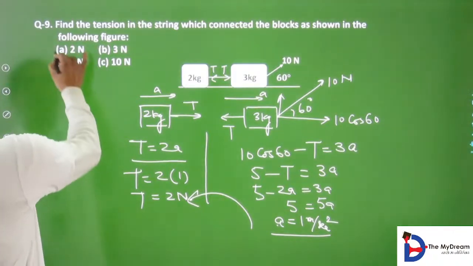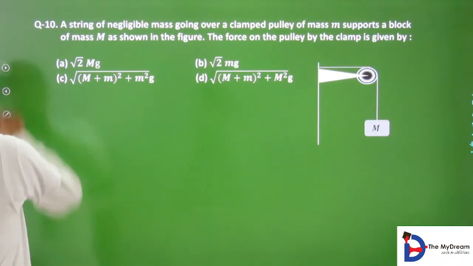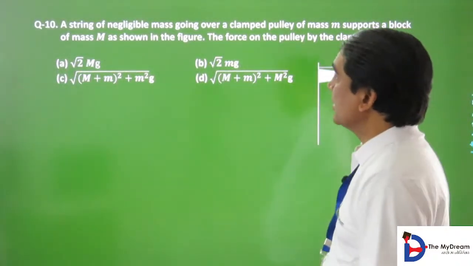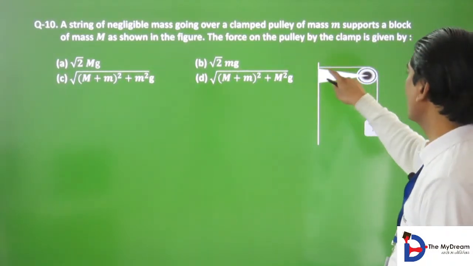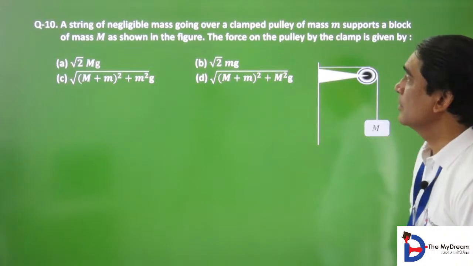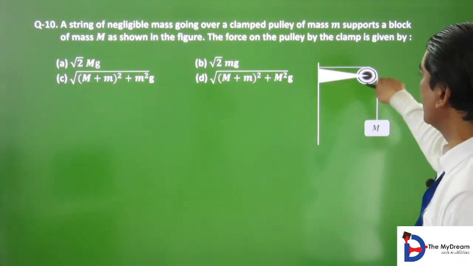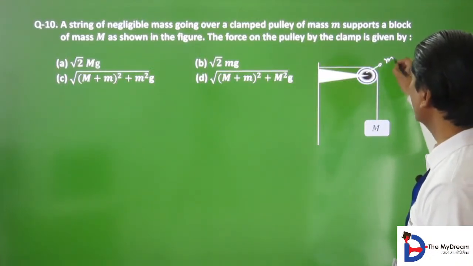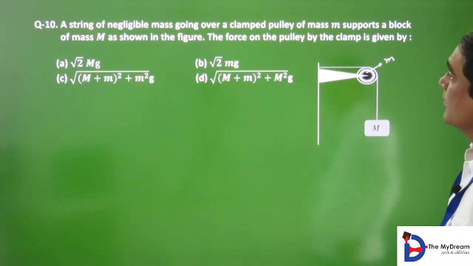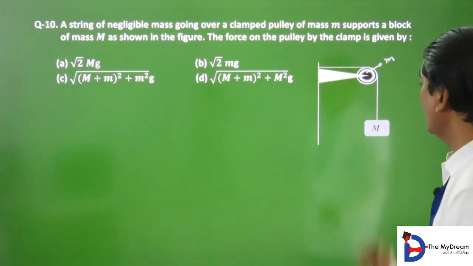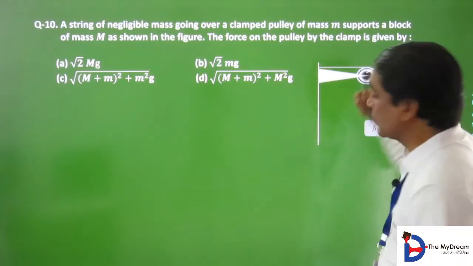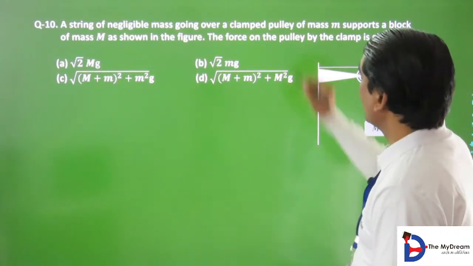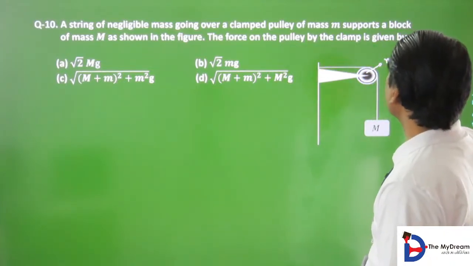Now the next question is: a string of negligible mass, we are not considering the mass of that string, going over a clamped pulley of mass, the mass of this pulley is small m, supports a block of mass M. The block is supported by this pulley whose mass is small m. The force on the pulley by the clamp is given by.